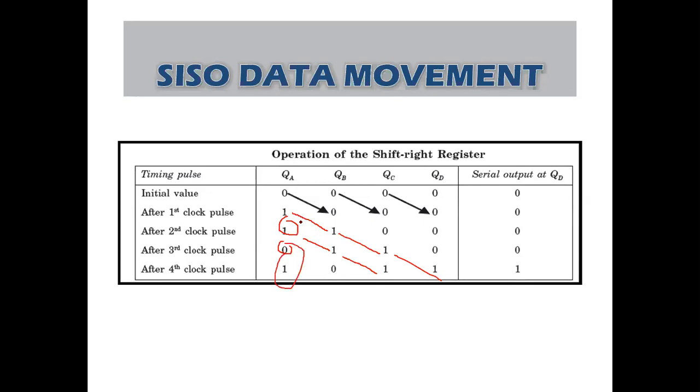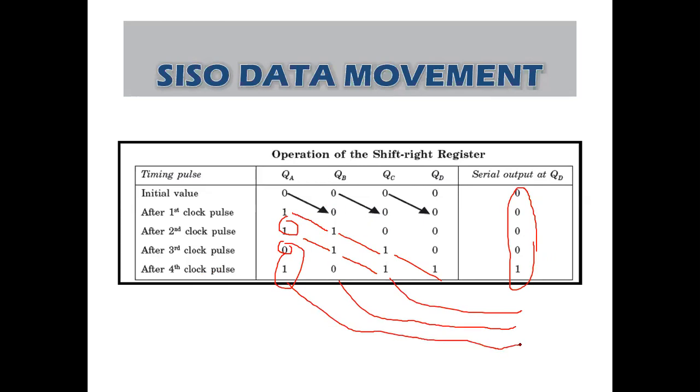So on the fourth clock pulse, what you applied in the first will come out. If you take the data out serially, this will be your output: all zeros and then 1. In the fifth clock pulse, you will get this one out. In the sixth clock pulse, you will get this 0 out. In the seventh clock pulse, you will get this one out again. This is how the serial in, serial out shift register works.